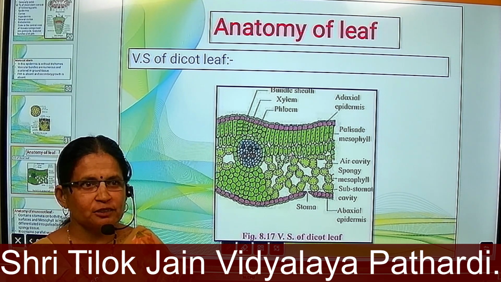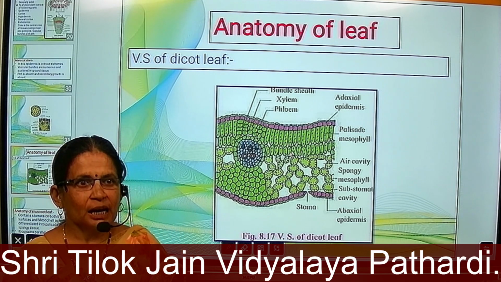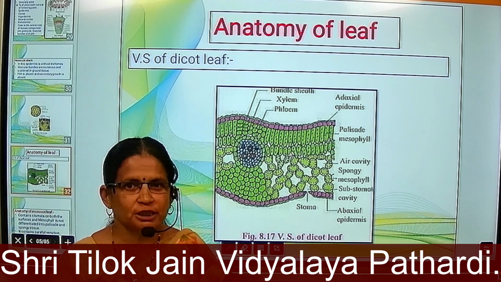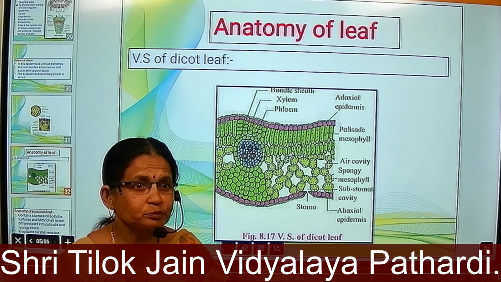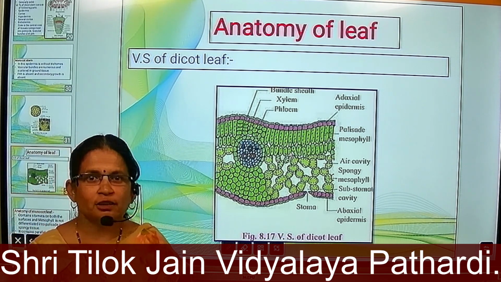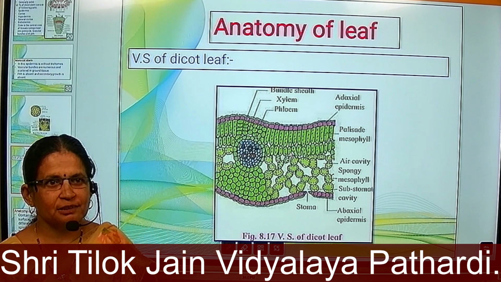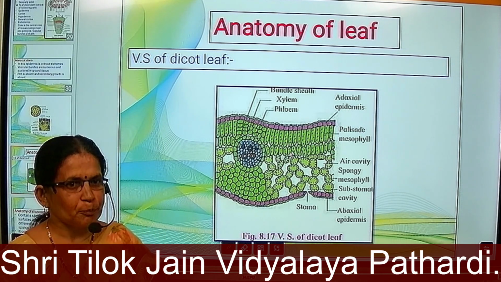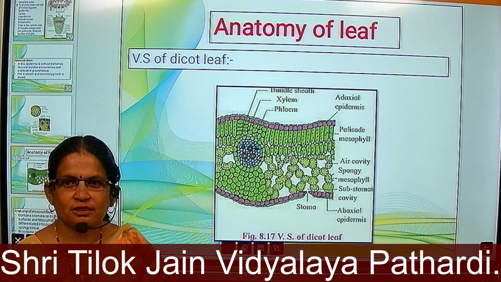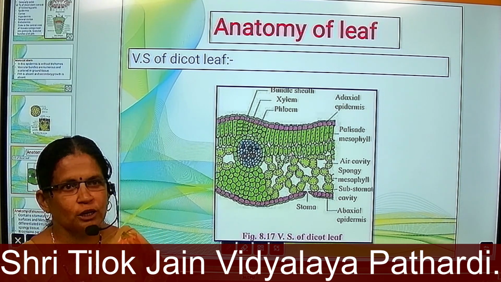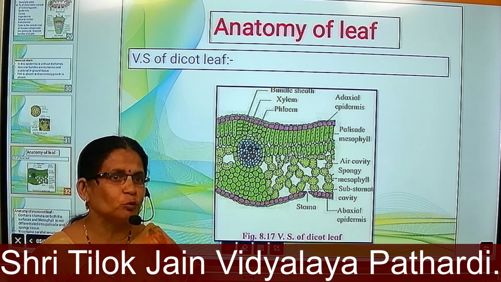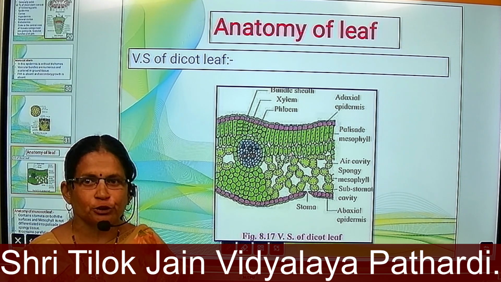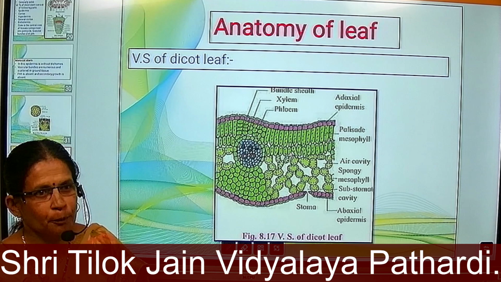The upper surface faces towards the sun and is darker than the lower surface. This is the most important character of the leaf in dicotyledonous plants. Dorsiventral means both surfaces are present, but in a dicot leaf the upper surface is quite darker than the lower surface. And another important character is that the mesophyll tissue is differentiated into palisade and spongy parenchyma.